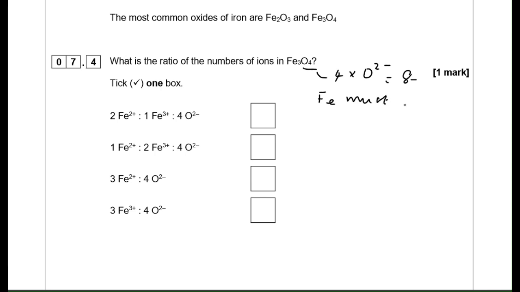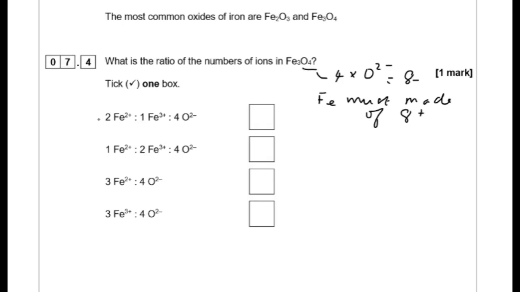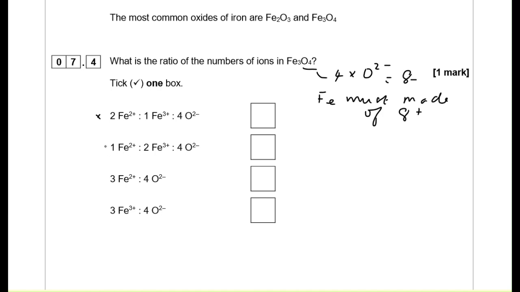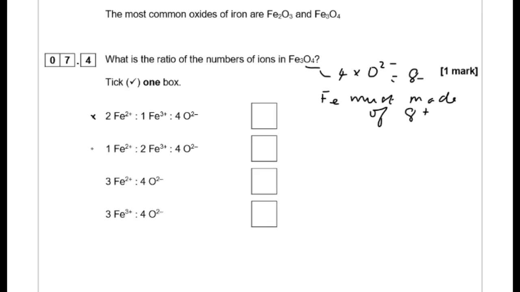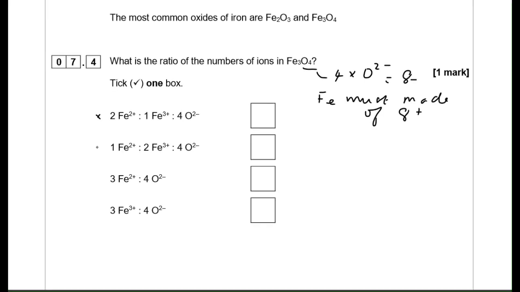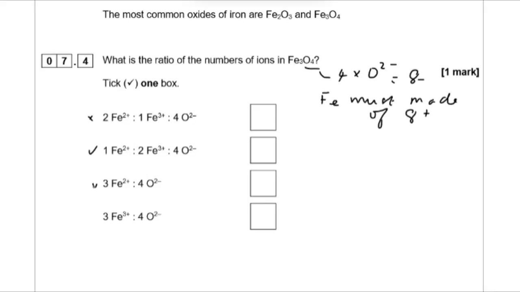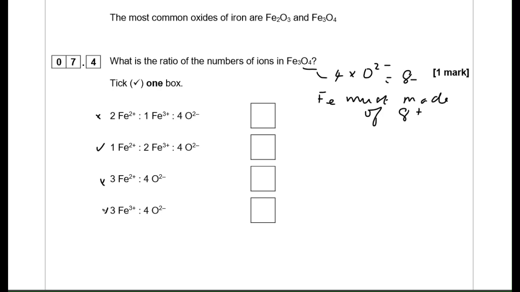All of our answers include 4 O2−. So let's find the ions. If we look at the first one, 2 Fe2+ plus 1 Fe3+, that gives us 7 positives, no good. Next one, 1 Fe2+, 2 Fe3+, so that's 2 plus 6, that makes 8. That could be our one. If we look at the next one, 3 times 2+, that makes 6. That's not right. And then the last one, 3 times 3+, that makes 9. So it's the second choice. So 1 tick in the box for the second choice for 1 mark.